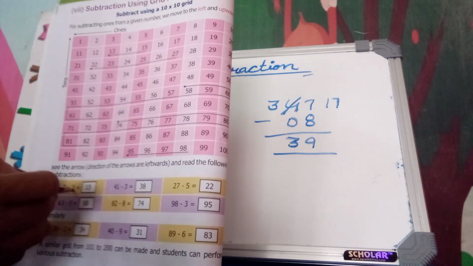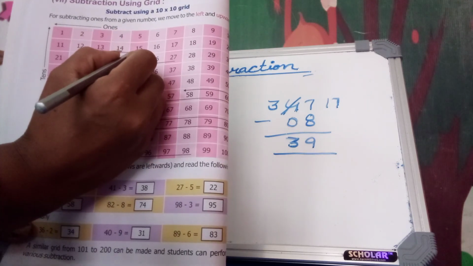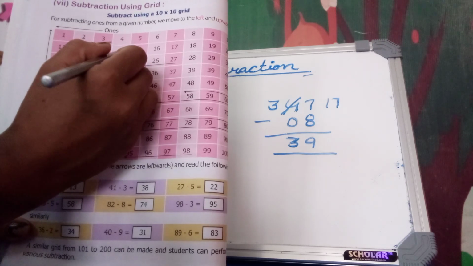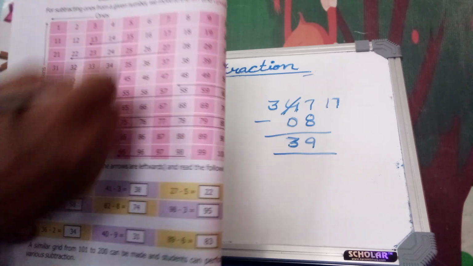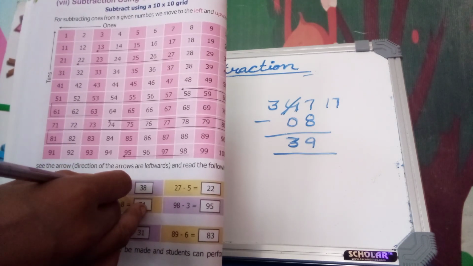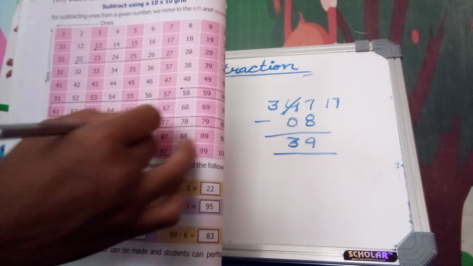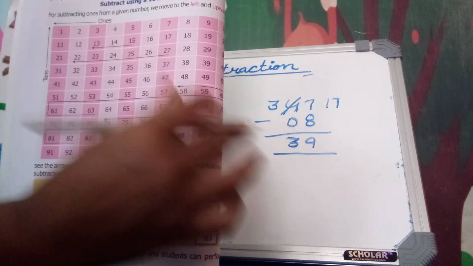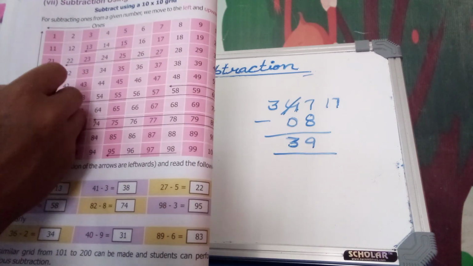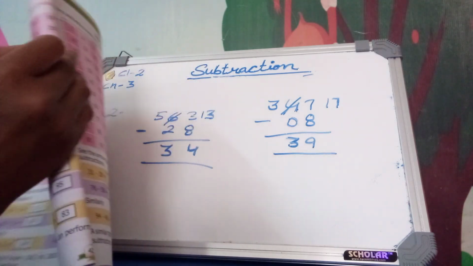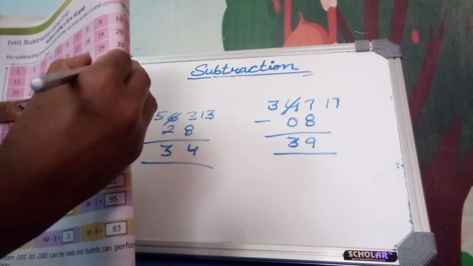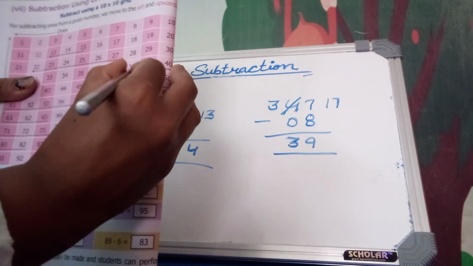For example, 15 minus 2, you have to write 15 here. You have to subtract 2 digits. 15 to 14, 1, and 14 to 13, 1 digit number. The answer will be 13 here. Now see, 41 subtracted by 3, where is 41? See here, 41 is there and the subtracted number is 3. 41, 40, 39, 38.